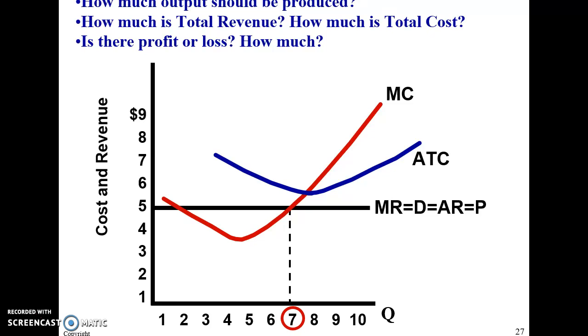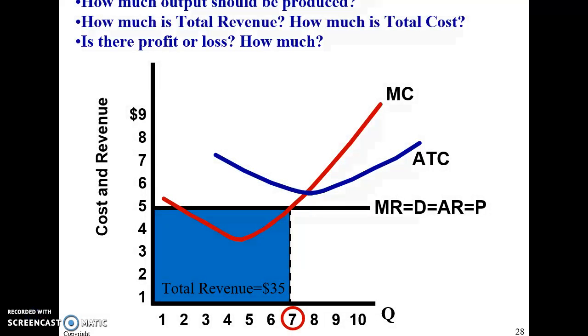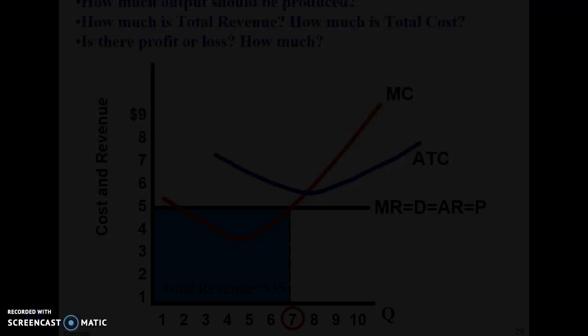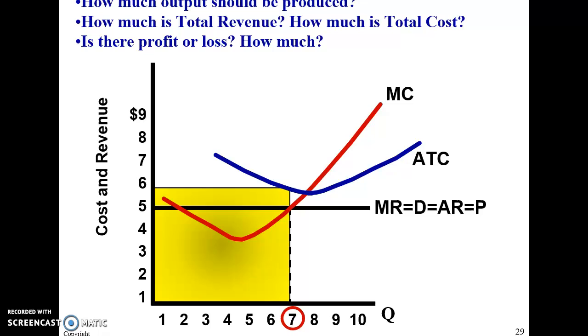Revenue would be 35. But the costs actually are above the price line. And the costs, you would draw the line right up to the cost curve and then over to the y-axis. And the costs here are 42. And the loss is 7.